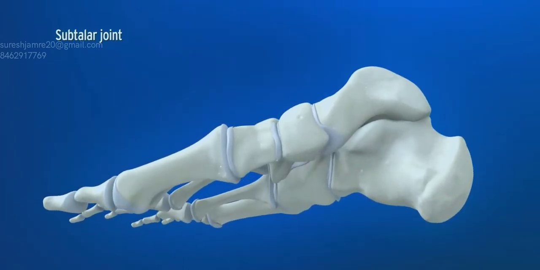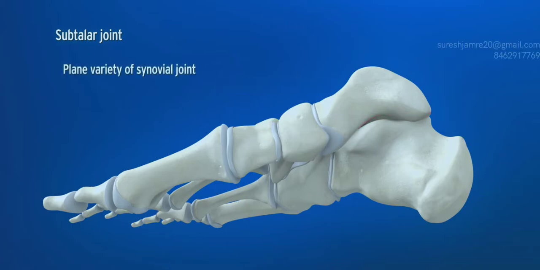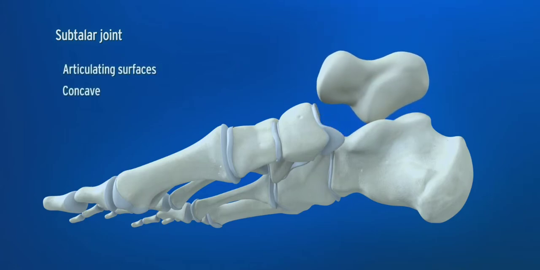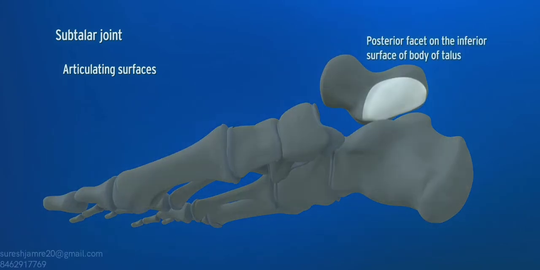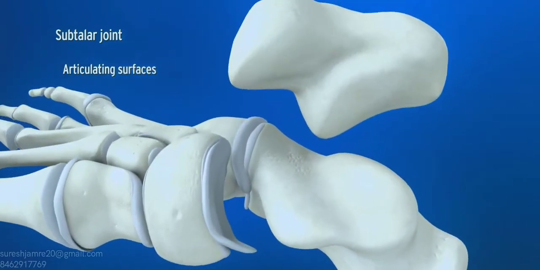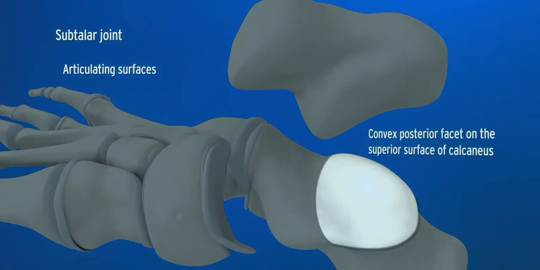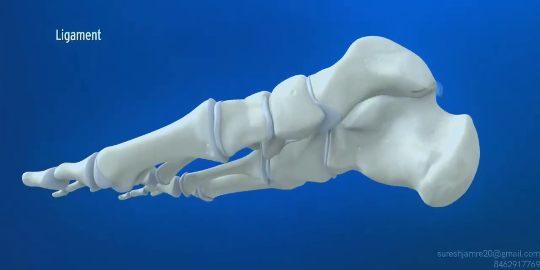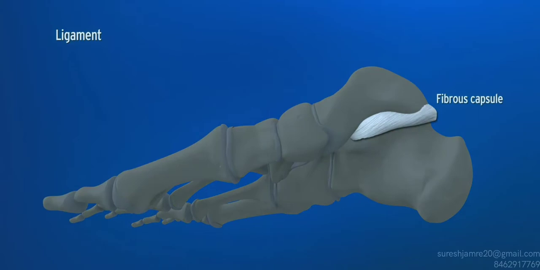Subtalar joint. It is the posterior talocalcaneal joint belonging to the plane variety of synovial joint. Articulating surfaces. Concave posterior facet on the inferior surface of body of talus articulates with the convex posterior facet on the superior surface of calcaneus. Ligament. Fibrous capsule surrounds the articulating surfaces.